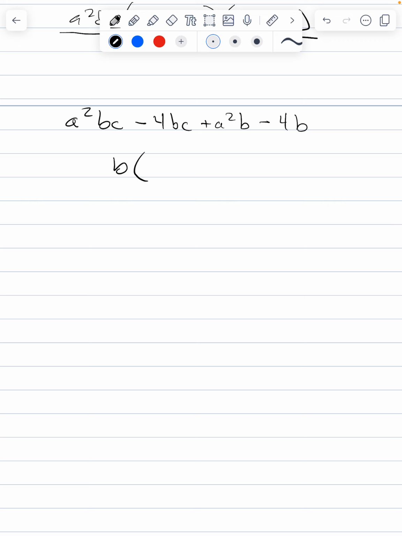I see that there's a b in common with every single term. And if I do a squared bc divided by b, I'm left with a squared c. If I do minus 4bc divided by b, I get minus 4c. If I do a squared b divided by b, I get a squared. And if I take minus 4b divided by b, I get minus 4.